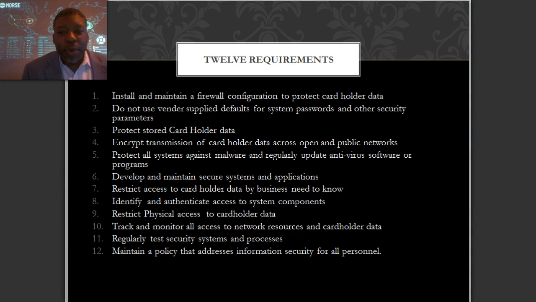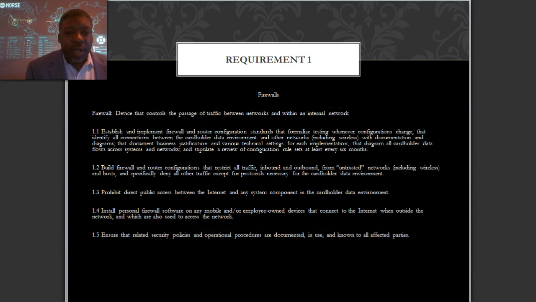So let's talk about number 1. Requirement number 1, firewalls. I know that's a lot of little text, and I hate seeing little text on the screen, so you don't have to read it all right now. You can just listen to my voice as I explain it. Requirement number 1 focuses on firewalls. So what is a firewall? A device that controls the passage of traffic between networks and within an internal network. So you have your external network and your internal network, and the firewall divides the 2 or 3 or 4, depending on the type of network or network systems you have prepared. It basically monitors that traffic and decides what goes and what comes.